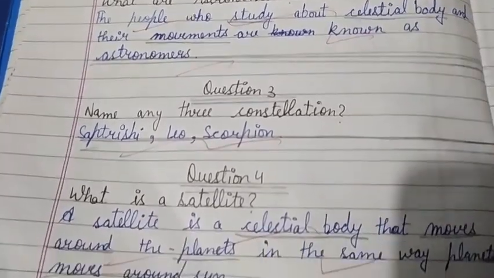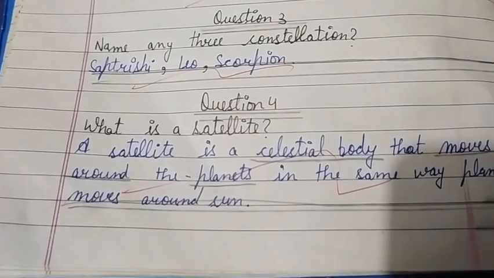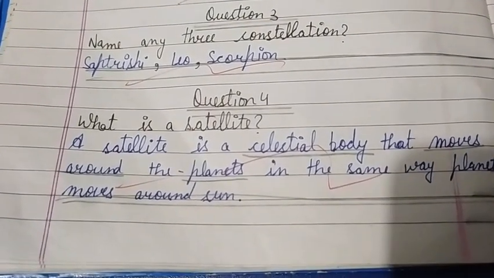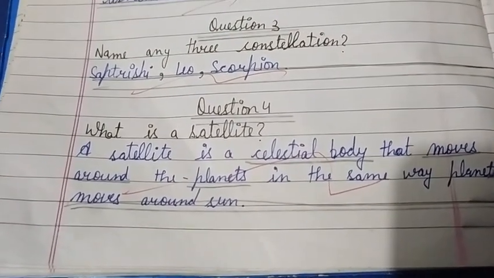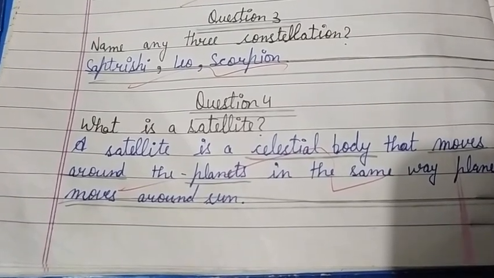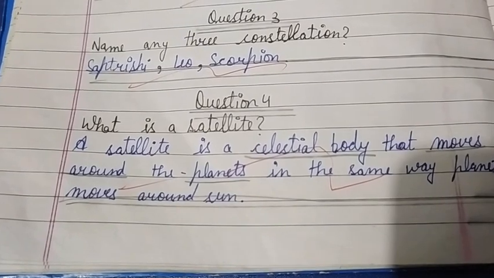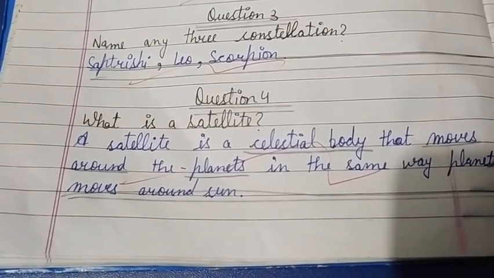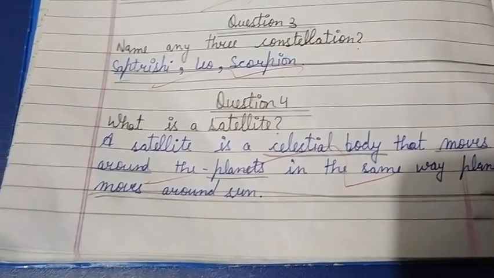Now the last question of this chapter is, what is a satellite? A satellite is a celestial body that moves around the planets in the same way planets move around the sun.